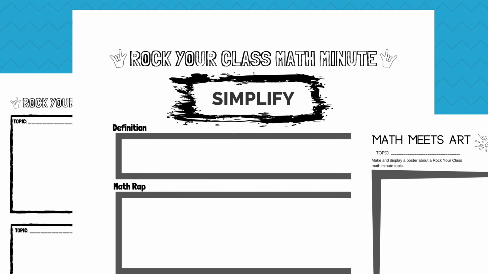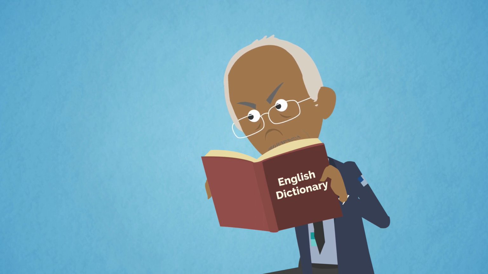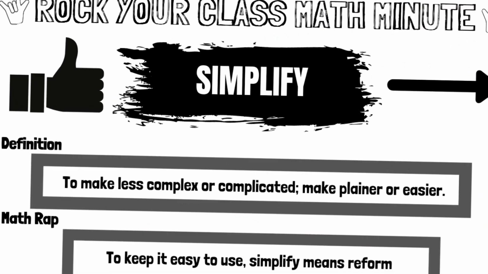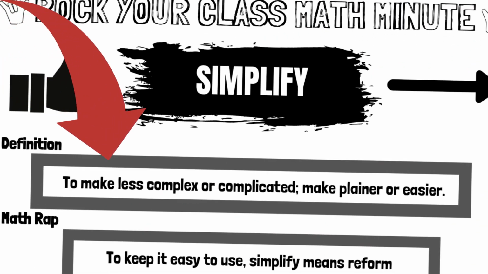Simplify. What does the dictionary say? To make less complex or complicated. Make plainer or easier.